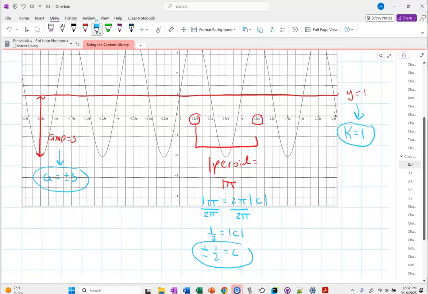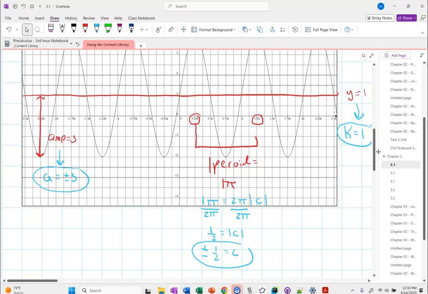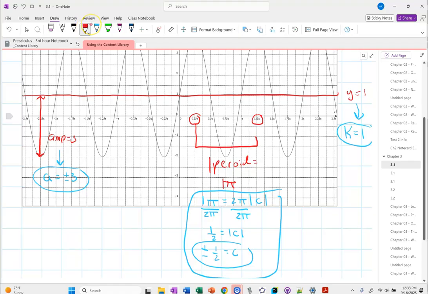How do you guys feel right now? Is this okay? I'm a little confused about the period. Why do you do 1 pi equals 2 pi over absolute value of C? So this is me computing the value for C. The period is 1 pi. I use the formula that period is equal to 2 pi over the absolute value of C to solve for C. So this was 2 different steps, right?